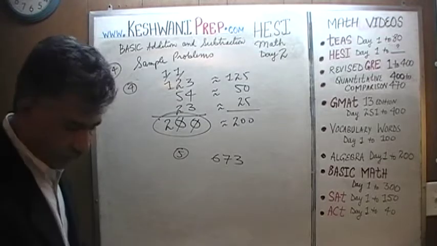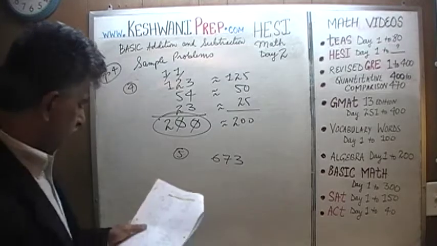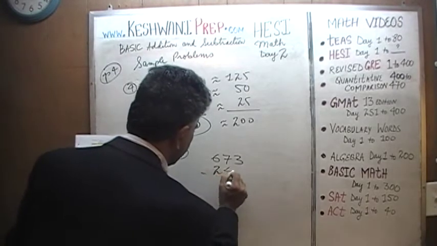673. Oh, this is a subtraction problem now. Beginning with problem number 5, we are dealing with subtraction, no longer addition. Minus 241.